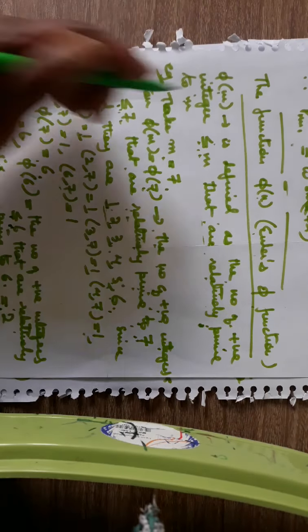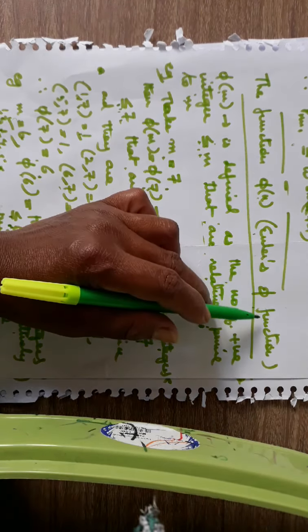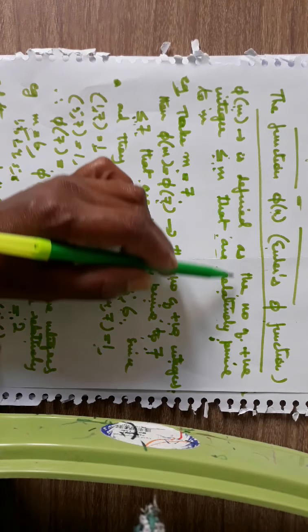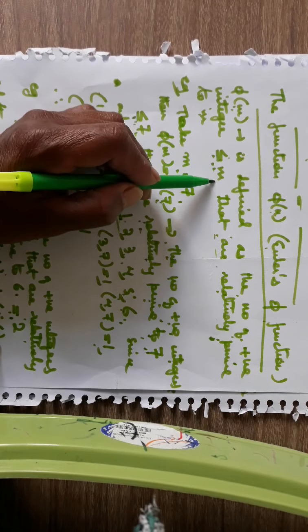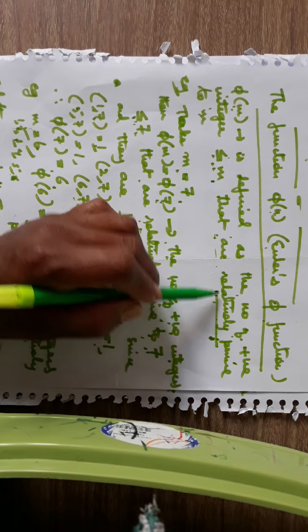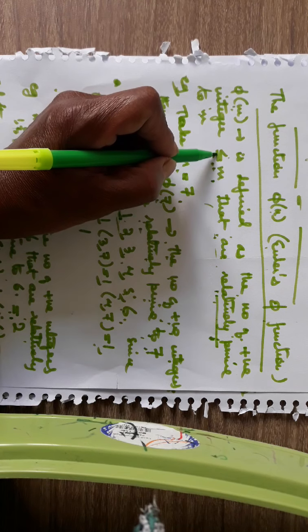So good morning students, we come to the phi function, that is Euler's phi function, after the Mobius function. It is defined as the number of positive integers less than or equal to m that are relatively prime to m. By relatively prime to m, we mean the GCD of those integers less than or equal to m with m must be equal to 1.